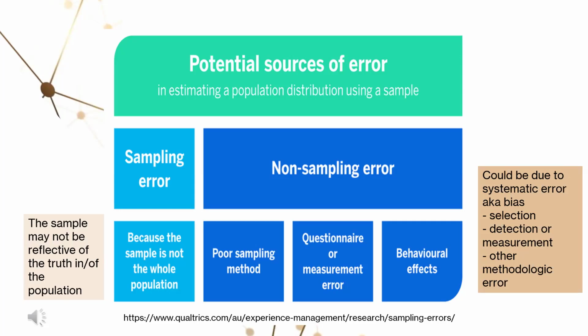And then there are also errors that are not really arising from the sampling, and they call them the non-sampling errors. And here you may see poor sampling methods, a problem with a questionnaire or the thing that you use to measure that which you're measuring. And then possibly other behavioral effects, wherein people answer with good answers because they feel they'd be regarded better. So the non-sampling errors could be due to systematic error, also known as bias, and this could come in the form or along the domains of selection, detection or measurement, and other methodologic errors.